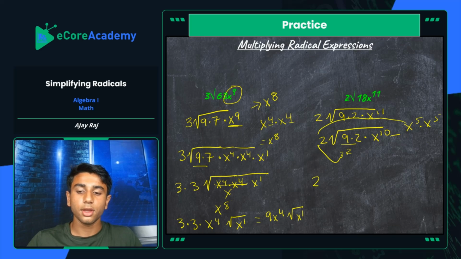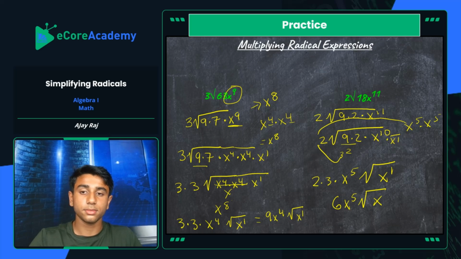So we're left with, obviously, our 2 times 3 here, and then our x to the 5th, times, lastly, our x to the 1st. Because remember, we took out the x to the 1st when we got to x to the 10th here. So I'm going to add that x to the 1st here, that odd x out. So let's simplify this. We get 2 times 3 is 6. So 6 times x to the 5th times the square root of x is our final answer.